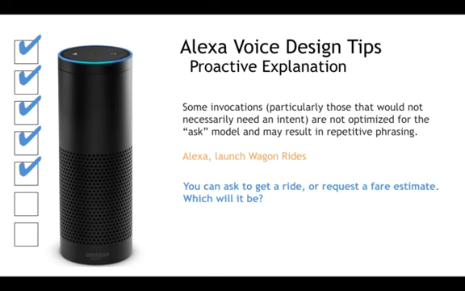So if I just say, "Alexa, launch wagon rides," it's a launch intent like we saw earlier. So we want to welcome the user and let them know a few of the things we can do. It would reply to me, "You can ask to get a ride or request a fare estimate. Which will it be?" So just make sure you're guiding the user along and holding their hand, in a sense.